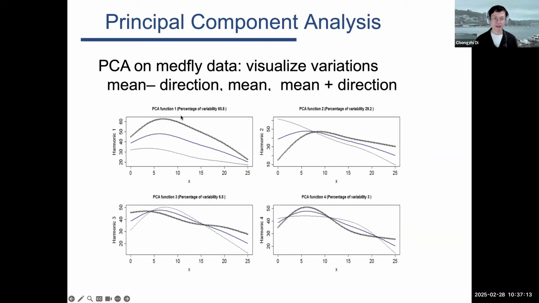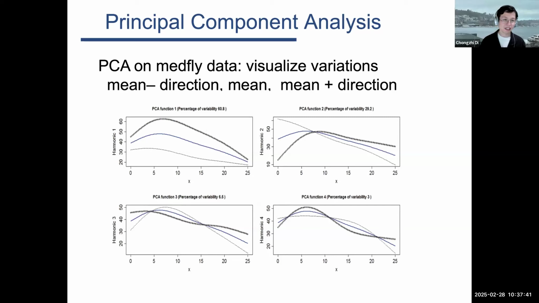So for principal component number one, this is the mean minus PC1, this is the mean trajectory, and this is the mean plus PC1. What this tells you is that I'm giving you three typical examples of trajectories that differ only in their first principal component. So you can get a more intuitive idea of the type of variation you're looking at.